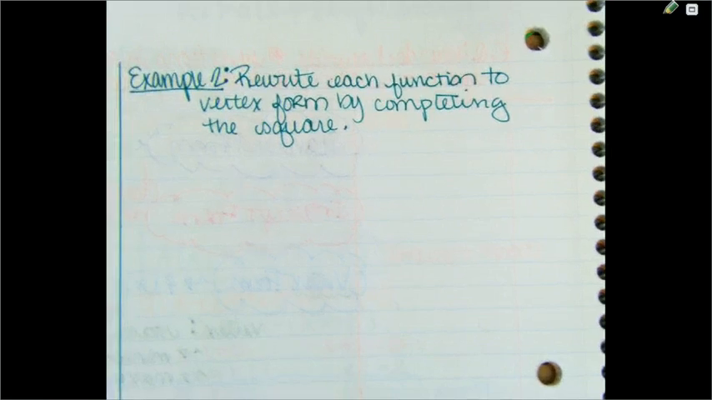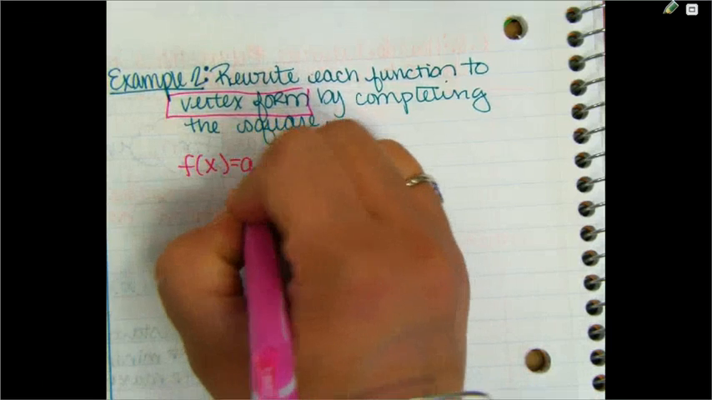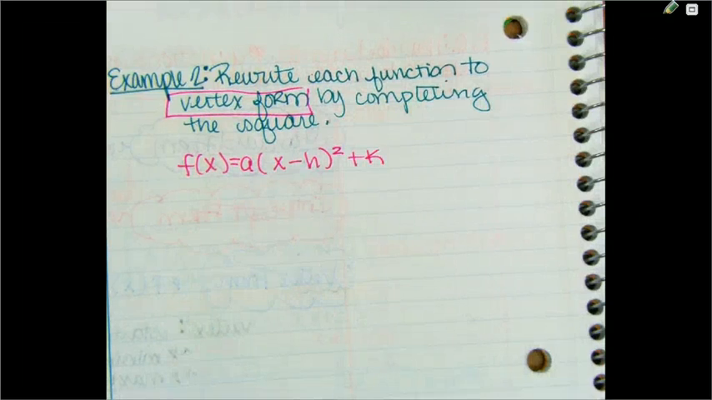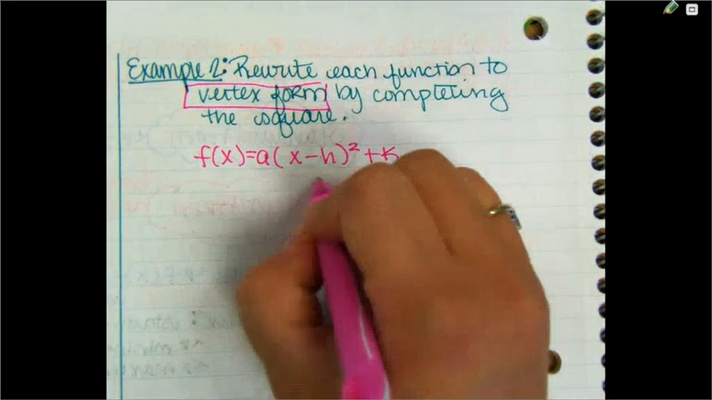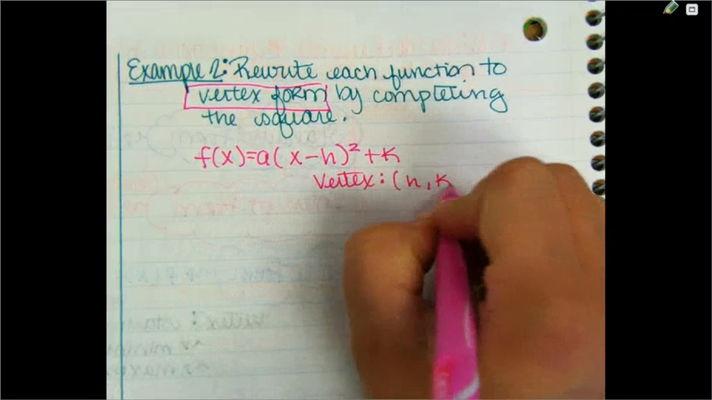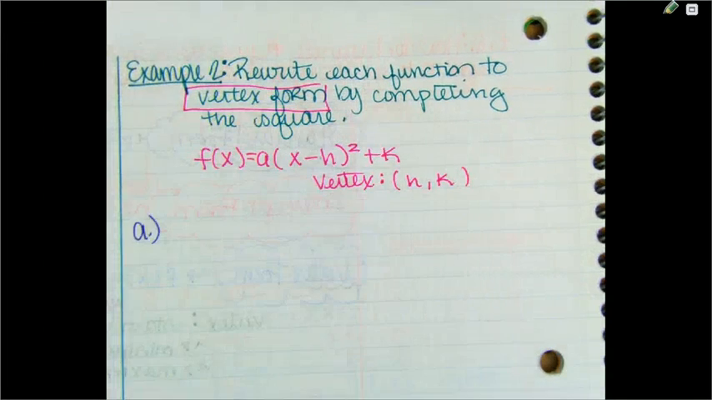Okay. So we just went over vertex form, so we're going to write it down so we don't forget it. F of x equals a times x minus h quantity squared plus k. And we said to find the vertex is what again? H, comma, k. Good. Yes? Okay.